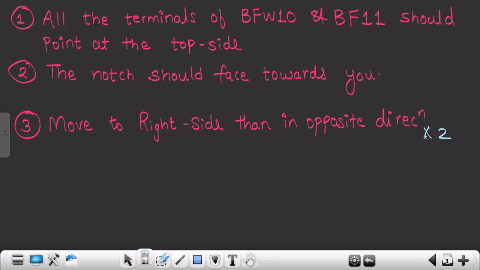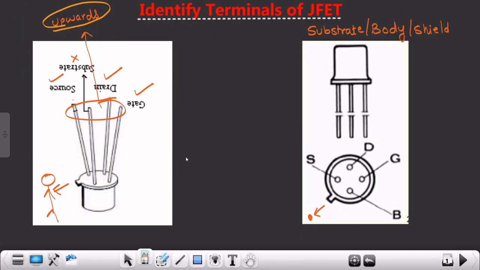Okay, so this is pretty easy to understand. No left side, no right side. You have to just follow one step, that is right side, opposite direction, right side, opposite direction. It is as simple as that. Great. Now we are very much well aware of source.